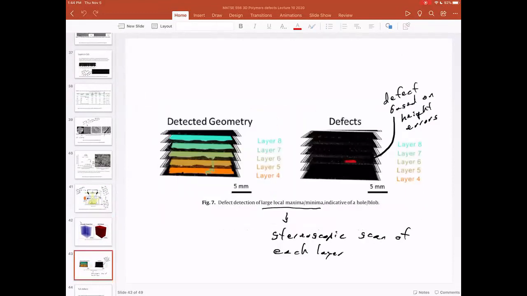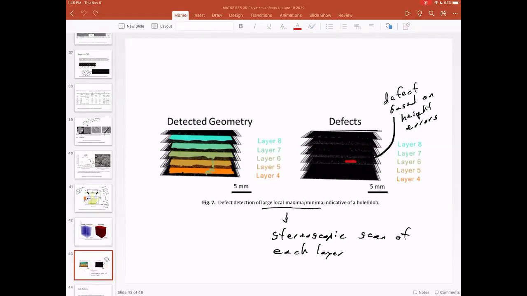And then you can start to look at the detected geometry, and where you have deviations in detected geometry, that's of course where the defects are. So in this scheme of 3D printing, where you're building up layer by layer by layer, of course, any deviations in layer height, any strange things going on with geometry are going to tend to show the presence of defects. And so that's how, in this paper, if you read it in detail, they find defects.